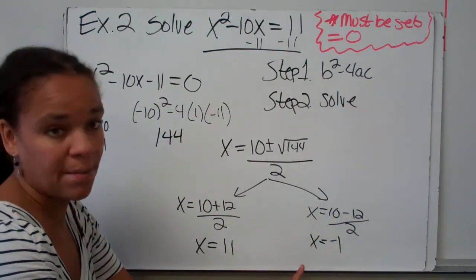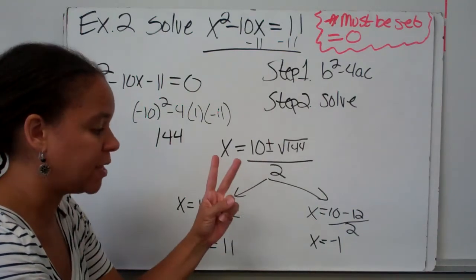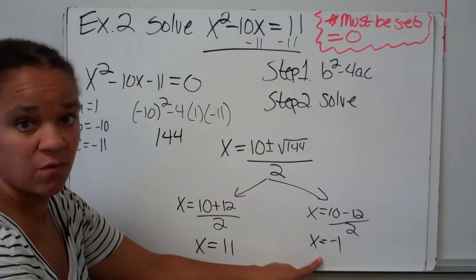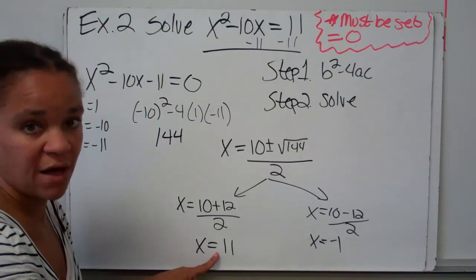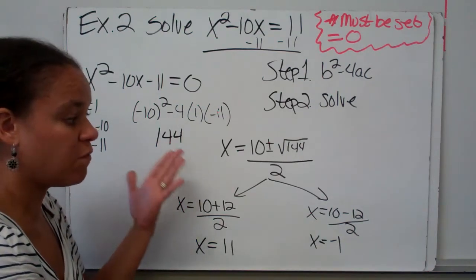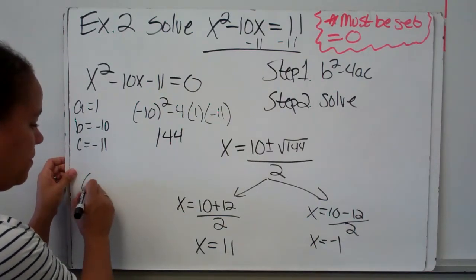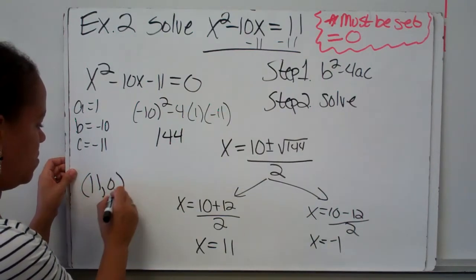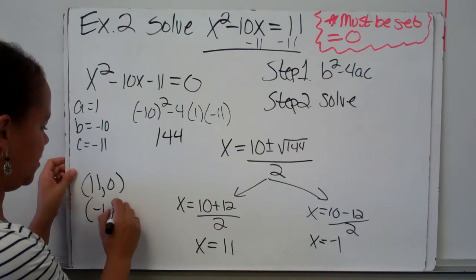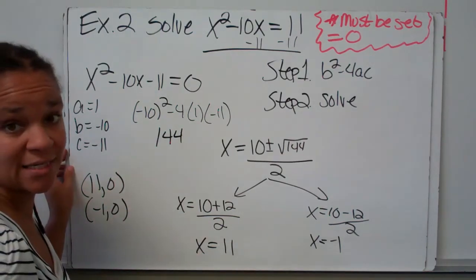That means this parabola crosses the x-axis twice, where x is equal to negative 1 and where x is 11. So you can have an idea of what this parabola looks like. The zeros, you can write them 11, 0, and negative 1, 0. That's where these cross the x-axis.